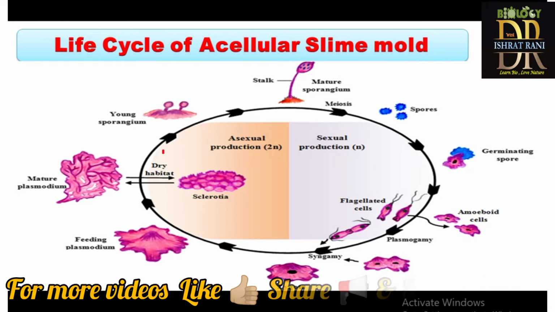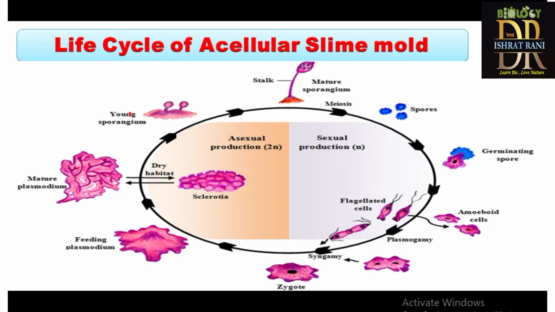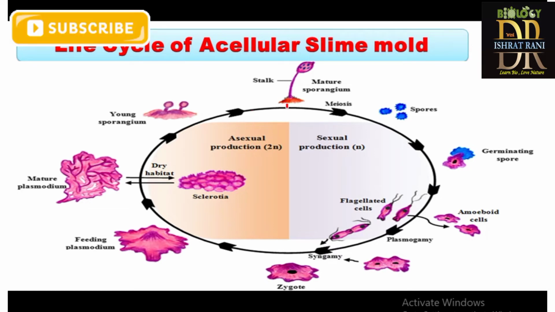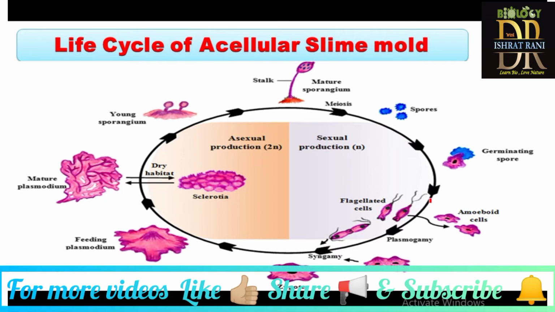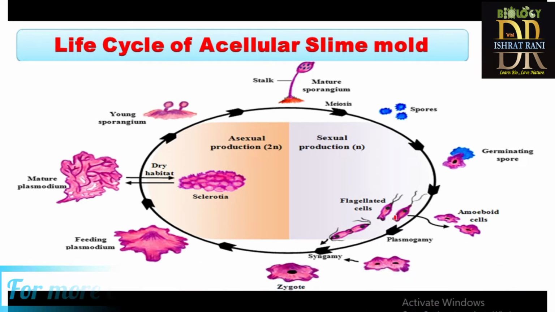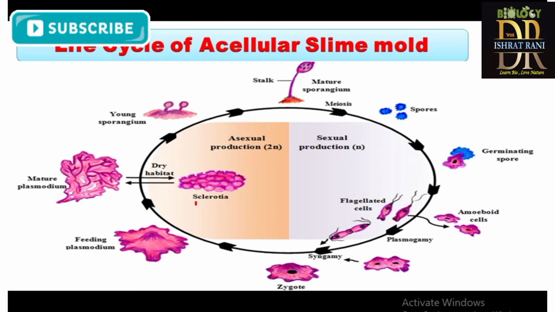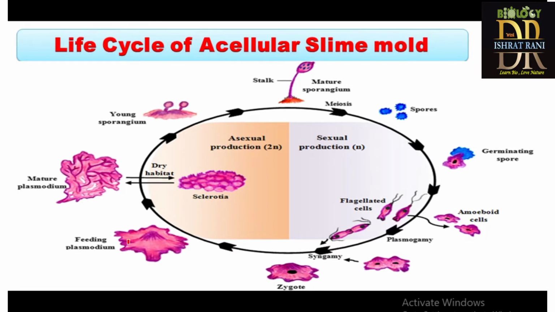these mature plasmodia will germinate and produce young sporangia. When the young sporangia mature, there will be meiosis, and as a result of meiosis, haploid spores will be formed. These haploid spores will germinate, and then amoeboid cells or flagellated cells will be formed. These two different haploid cells will fuse together by means of plasmogamy and syngamy, and then a zygote is formed. This is the life cycle of acellular slime mold, the slime mold which is plasmodium-like.